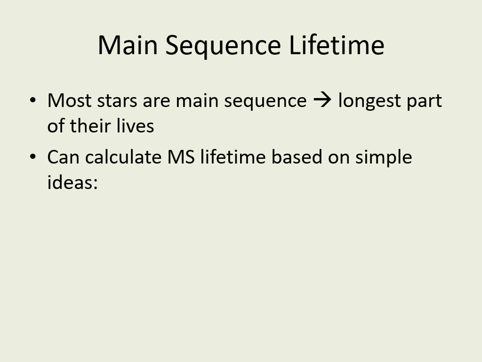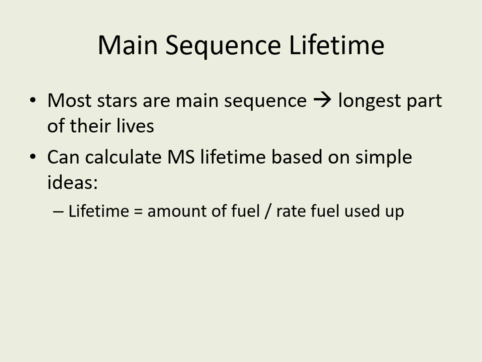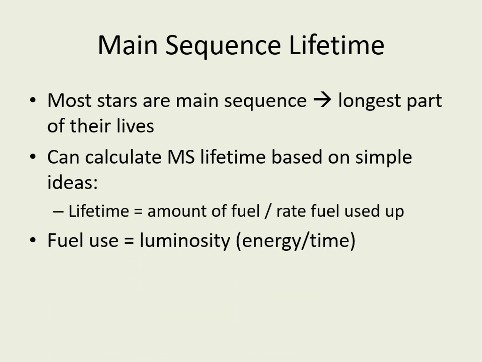It really just depends on two things. How much fuel does it have, and how fast is it using that fuel up? If we look at this in terms of energy, then the rate at which a star is using its fuel is simply the luminosity. So a very luminous star, like an O or B main sequence star, is using fuel much faster than a smaller, less luminous star like the Sun. On the next slide, we'll look at how much fuel a star has.